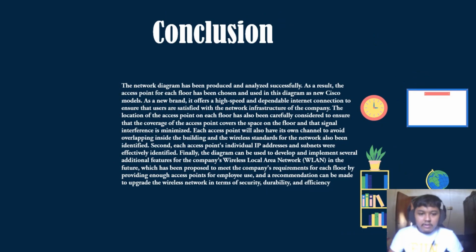Okay, lastly, for the conclusion, the network diagram has been produced and analyzed successfully. As a result, the access point for each floor has been chosen and used in this diagram as a new Cisco model. As a new brand, it offers a high-speed and dependable internet connection to ensure that users are satisfied with the network infrastructure of the company. The location of the access point on each floor has also been carefully considered to ensure that the coverage of the access point covers the space on the floor and that signal interference is minimized.